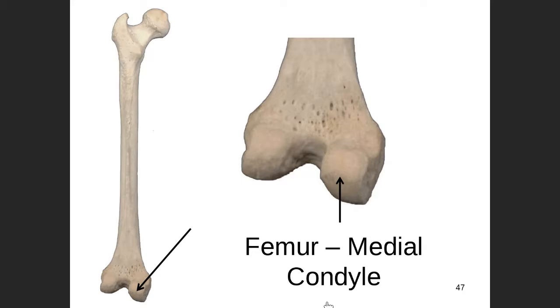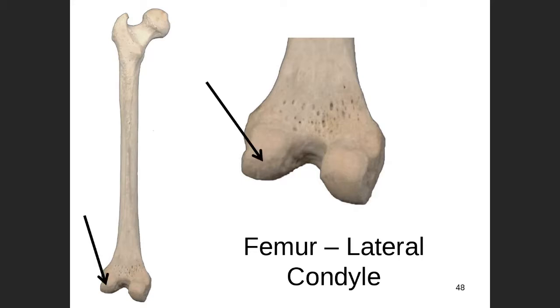All right, now let's jump over to the other side of the bone. That's the lateral condyle. It's on the same side as the greater trochanter. That's lateral.